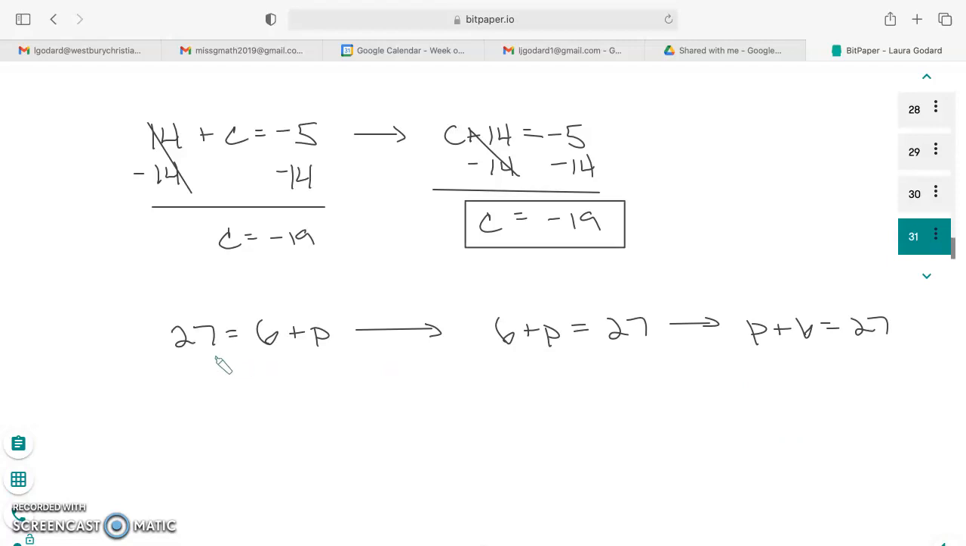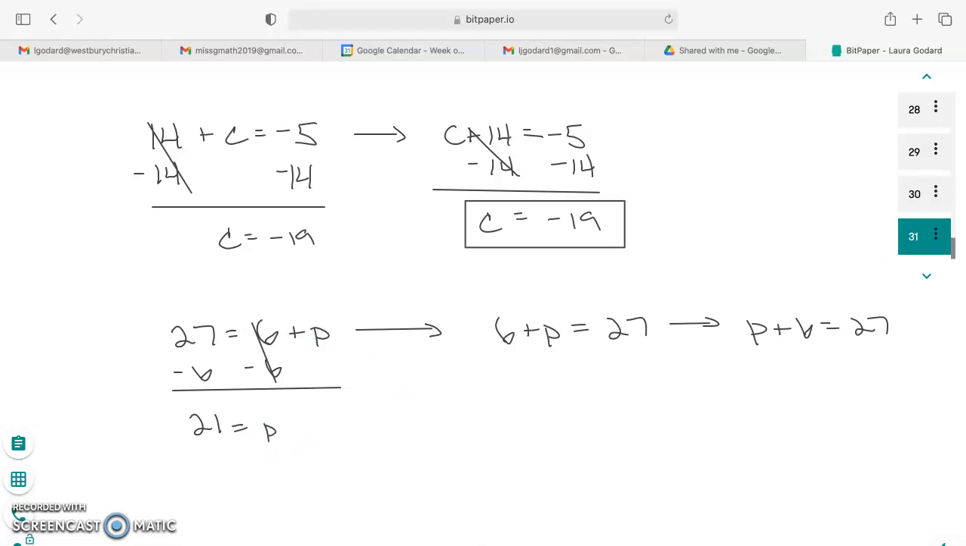If you don't want to do that, we can just look here and say, well, here's the variable. We want to get it by itself, so we have to undo this 6. And you undo positive 6 with negative 6. Put them underneath. 27 subtract 6 is 21. These cancel each other out because they're opposites, and bring down the p.